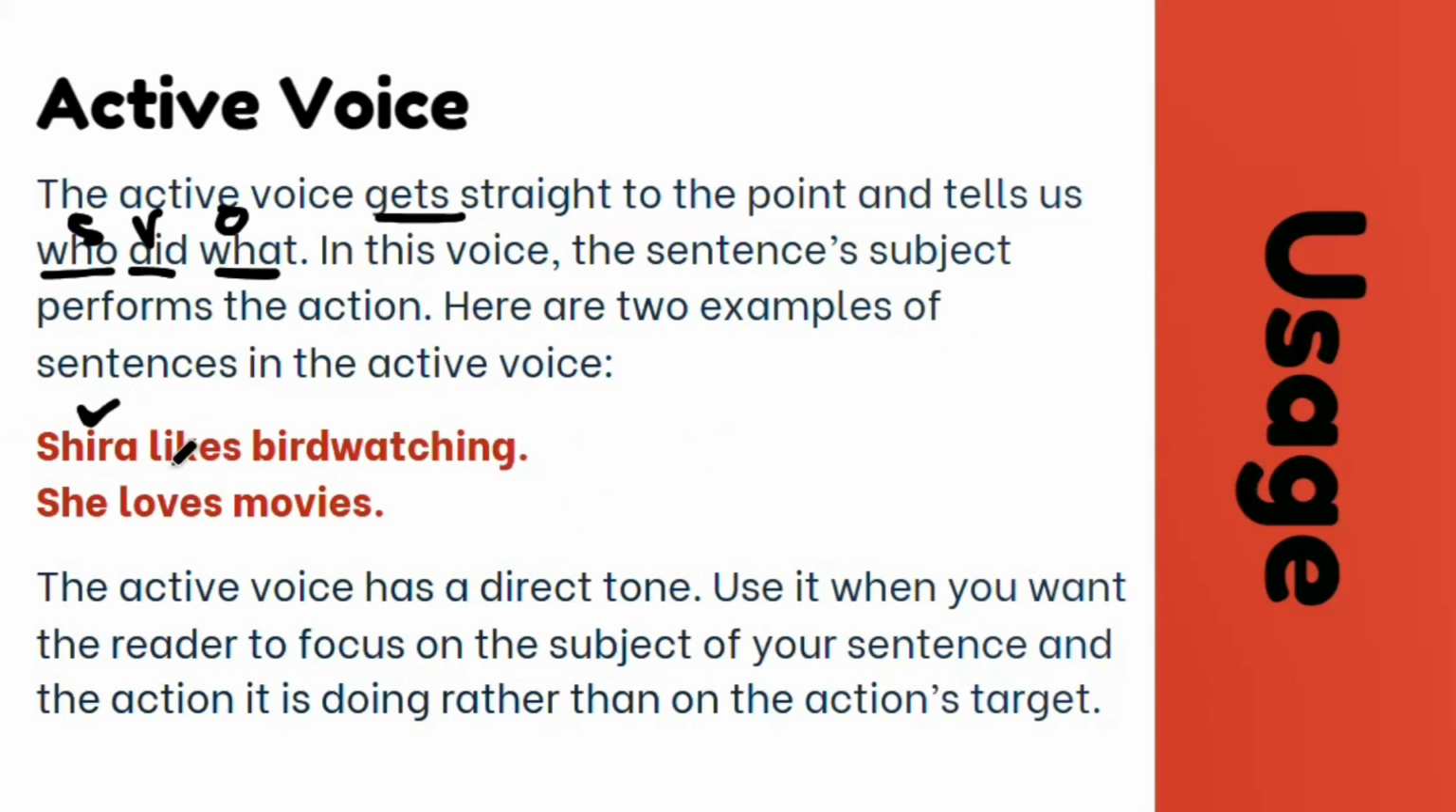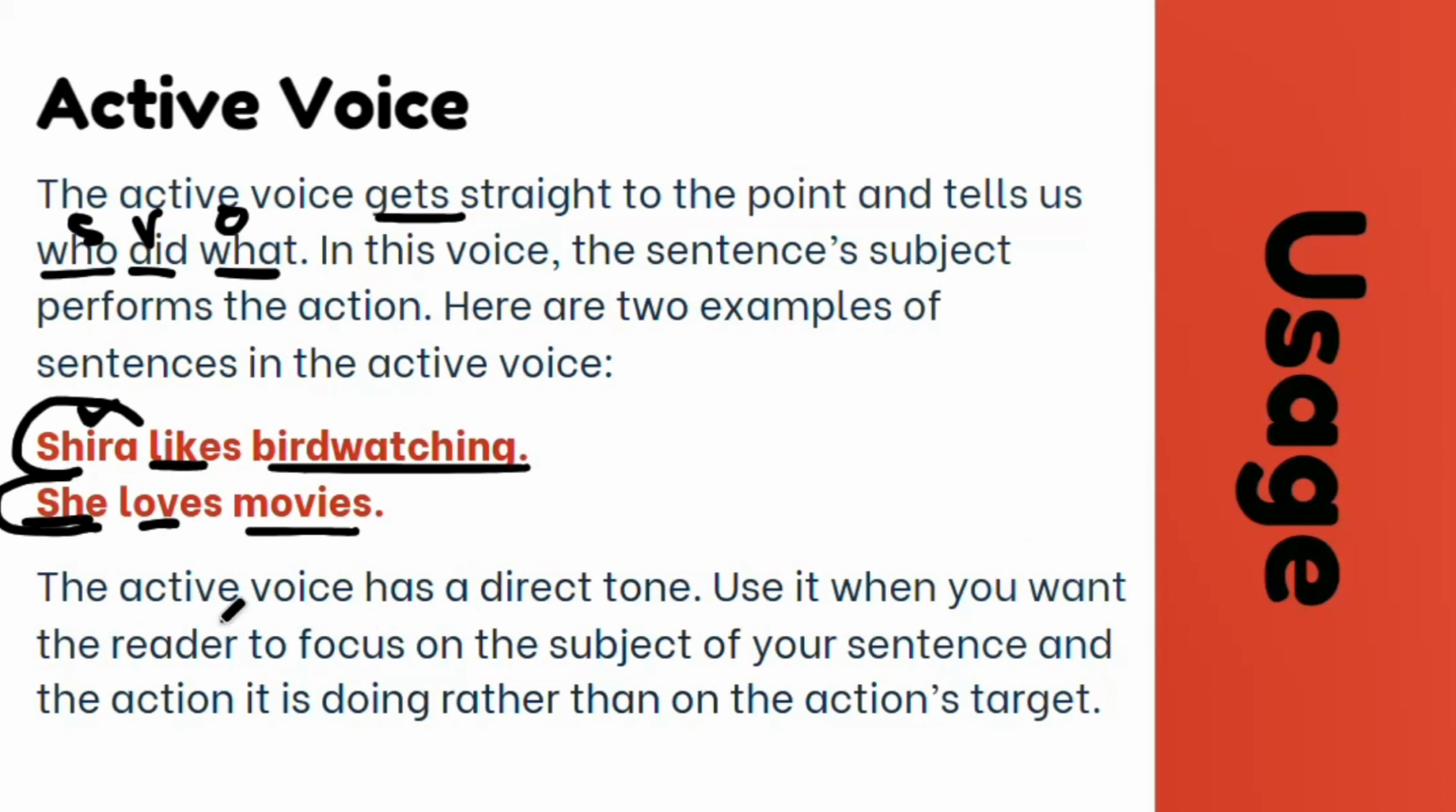Shara likes bird watching. She loves movies, right? In both sentences, we have a subject, verb, object; subject, verb, object. These are examples of active voice. In these sentences, the subject is important because it is performing an action, right? So you can use active voice. Now it's about the usage.